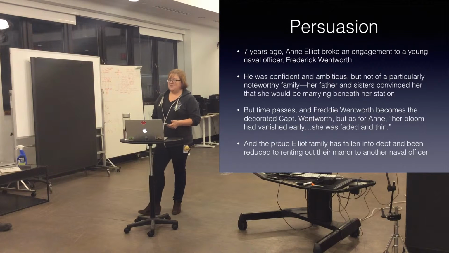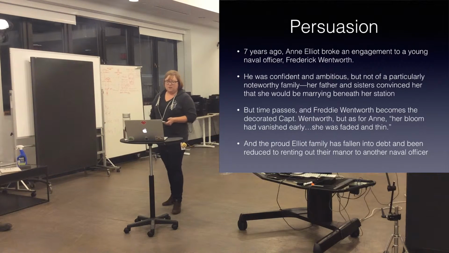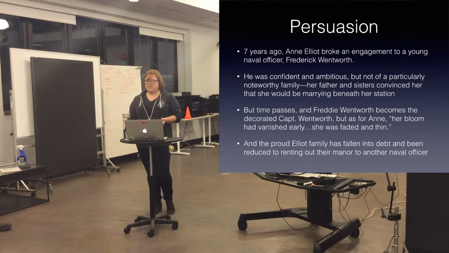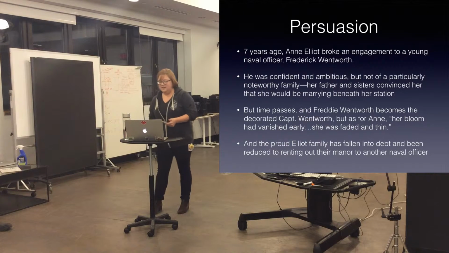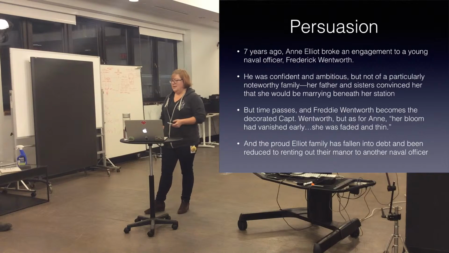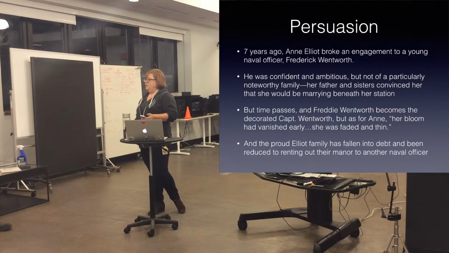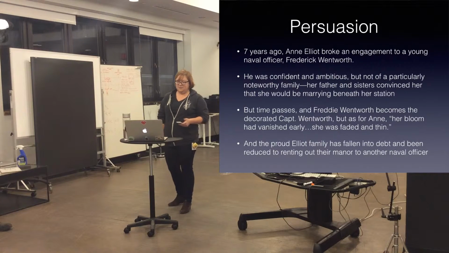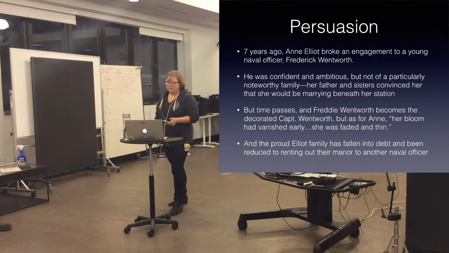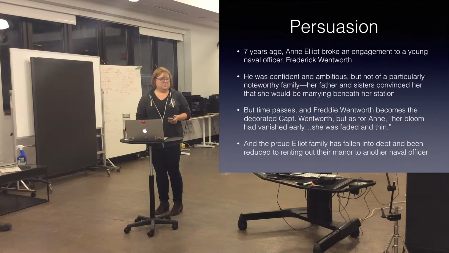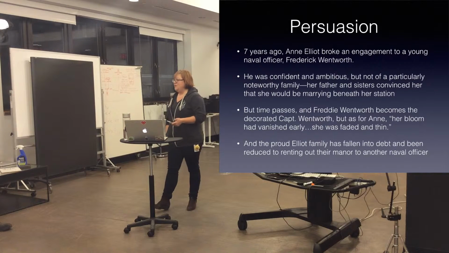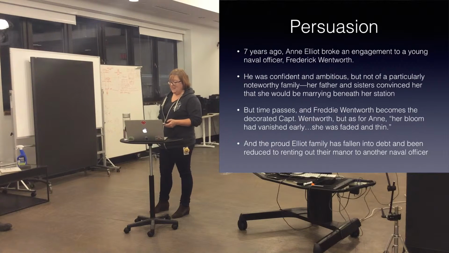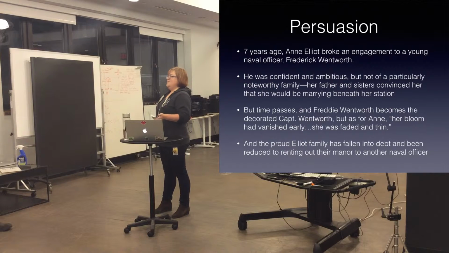So, Persuasion's one of those novels that starts with, like, 7 years ago, a bunch of stuff happened. Anne Elliot broke an engagement to a young naval officer, Frederick Wentworth. He was fantastic and ambitious, but he didn't have the sort of name that the Elliots had. He didn't have the lineage going back centuries, and he didn't have a fancy manner or a name, all of this stuff. So her family talked her into breaking off the engagement. Time passes, the Napoleonic Wars happen, Freddie Wentworth becomes Captain Wentworth, who has become a decorated naval officer and also made a ton of money looting French ships, and Anne kind of turns into an old spinster. And not only that, this family that was so better than Wentworth has run through all of their money and been reduced to leaving their manor and renting it out to another naval officer, who, of course, because this is a novel, is friends with Captain Wentworth.